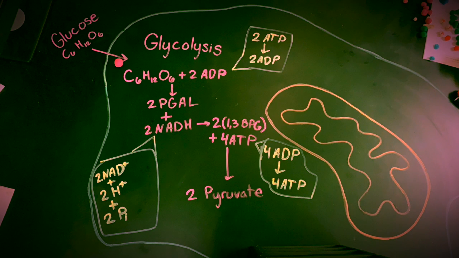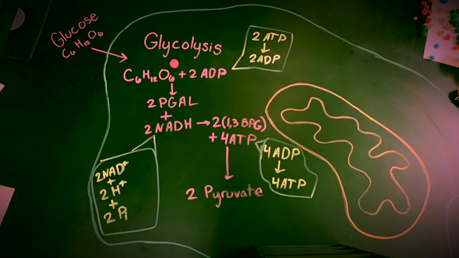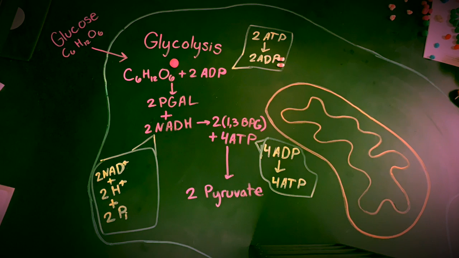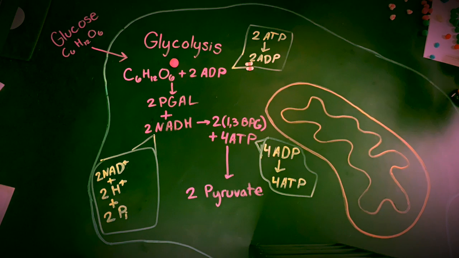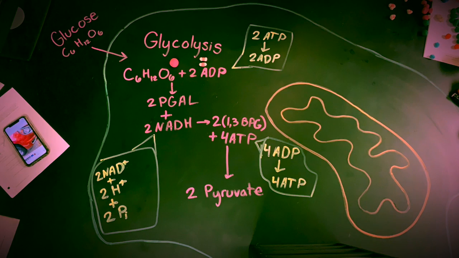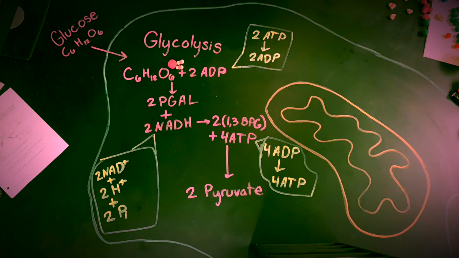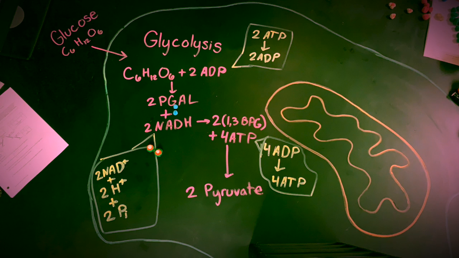Glycolysis occurs in the cytoplasm of the cell and produces 4 molecules of ATP, but because its energy of activation is 2 molecules of ATP, glycolysis results in a net gain of 2 ATP molecules. These ATP molecules are produced by what is called substrate-level phosphorylation, which is the direct enzymatic transfer of a phosphate to adenosine diphosphate, or ADP.